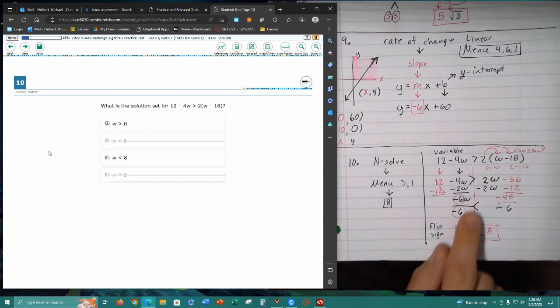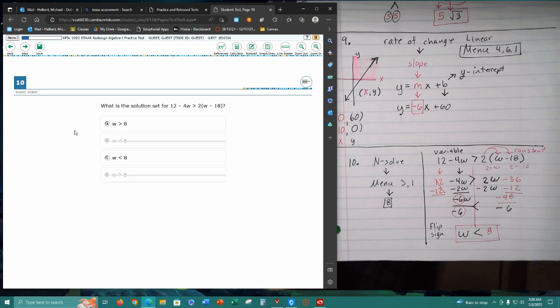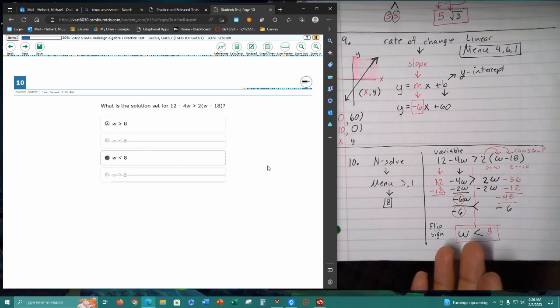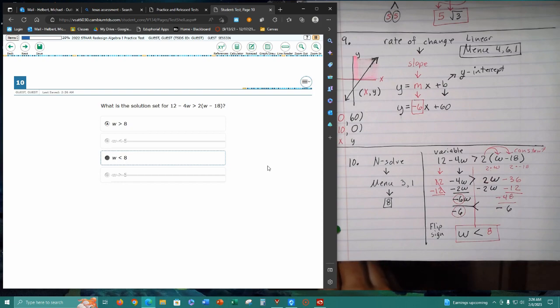So now I know for a fact that I had to flip that sign because I divided out a negative coefficient from my variable. And so I can come over here and pick C as the correct answer. So go ahead, pause the video, write your reflection of how you solved it correctly, or how I solved it correctly if you got it wrong, and then go on to the next problem and see if you can get it correct before watching me solve it.